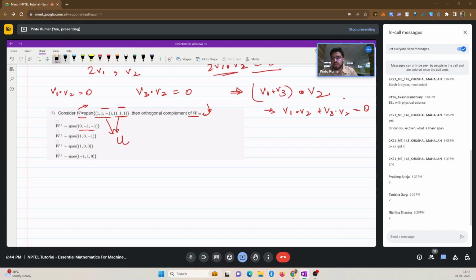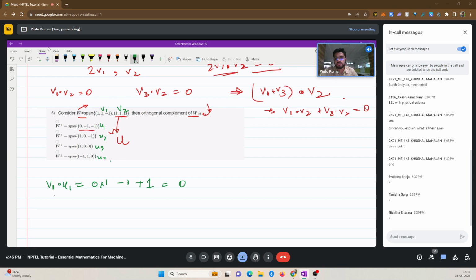Let's name these vectors. Let's call this v1, v2, and let's call these u1, u2, u3, and u4. So what is v1 dot u1? This is 0 times 1, minus 1, so minus 1 times 1 is minus 1, plus minus 1 times minus 1 is 1. So this is 0. So v1 dot u1 is 0.